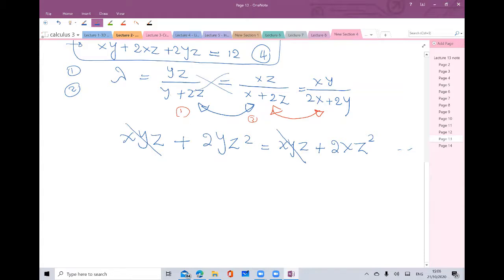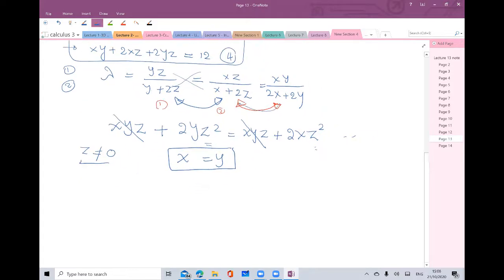Subtraction. You ended up with, but here I'm going to divide by, something looks wrong. I'm going to divide by z, so therefore z is not equal to 0. So I'm going to end up with x equal to y. This is a relation. Got the idea?